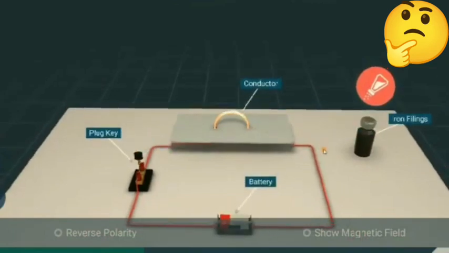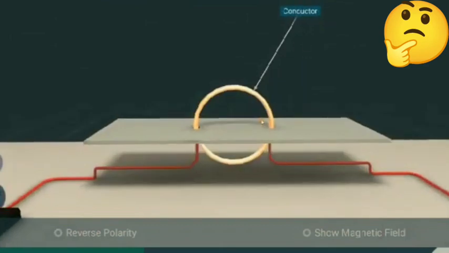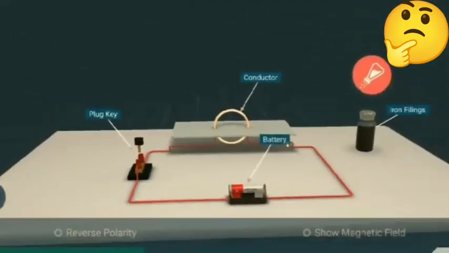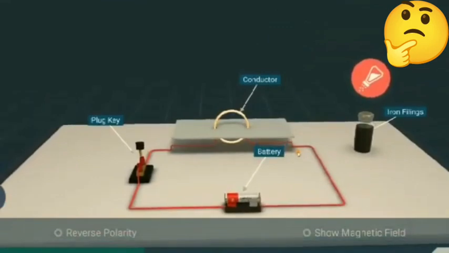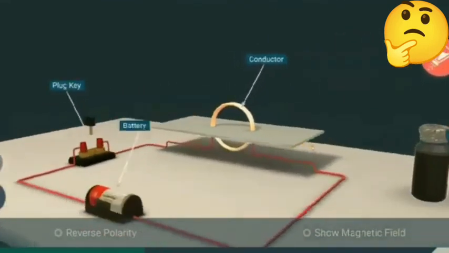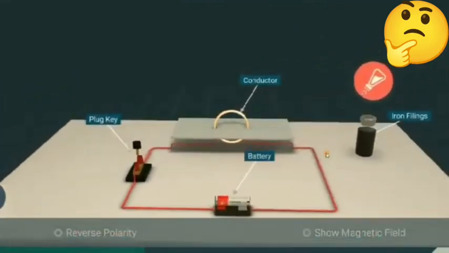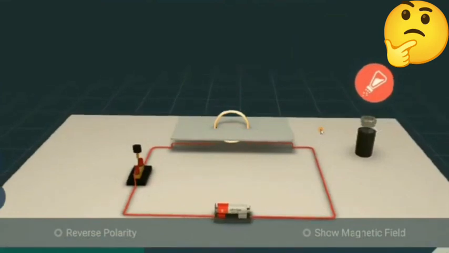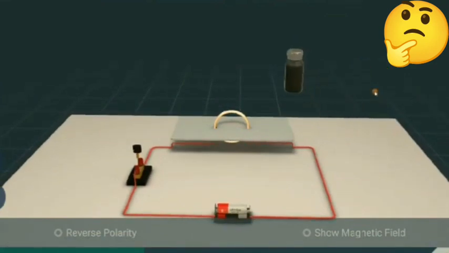and these are the components of the circuit: conductor, iron filings, a plug key, battery, and the iron filings are there. This is the side view. This copper coil is passed through the cardboard sheet. We will sprinkle some iron filings near the conductor.